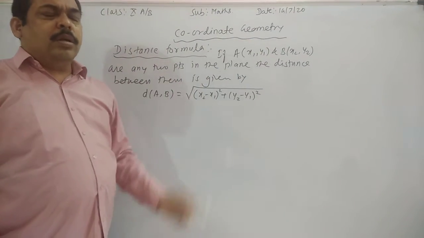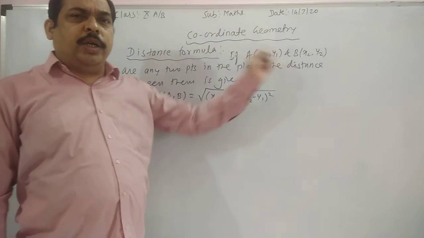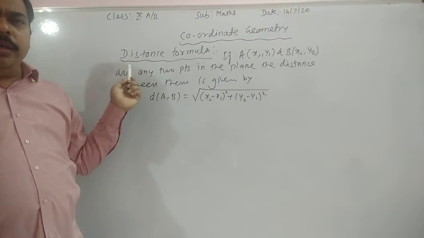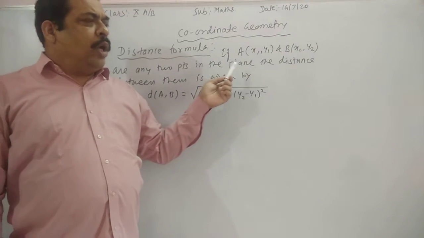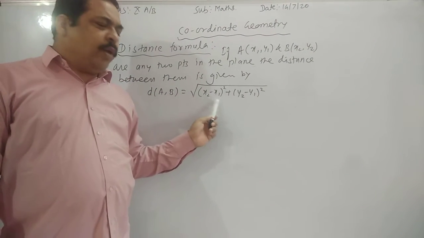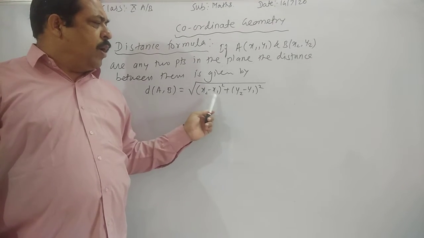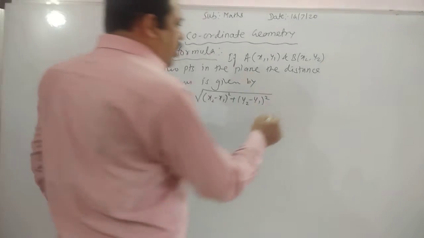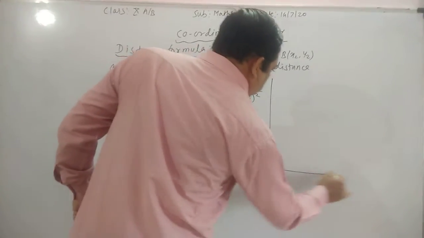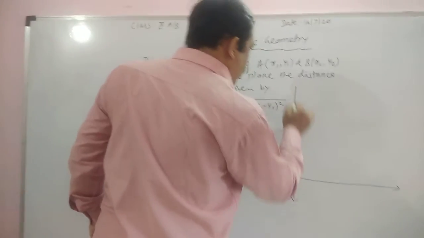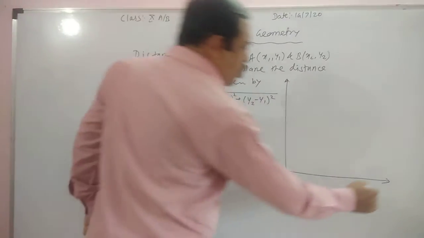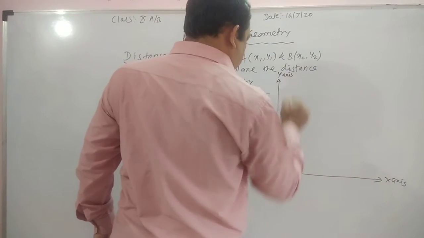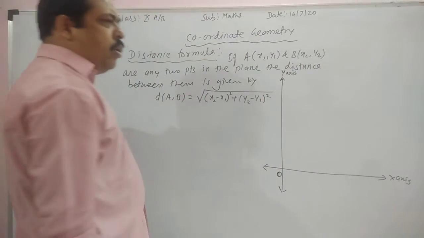If there are 2 points having coordinates x1, y1 and x2, y2, the 2 points are point A and B, located in the plane. Then to calculate the distance between the 2 points, we use this formula: under root (x2 minus x1) whole square plus (y2 minus y1) whole square. We see the proof of this theorem. For that, first we draw the two axes, x-axis and vertical y-axis. Intersection point is origin O.